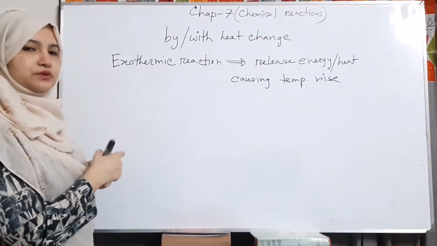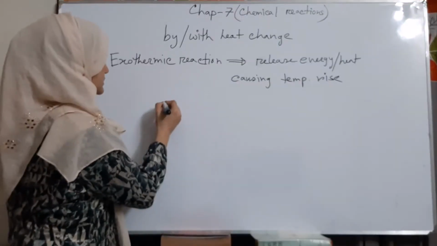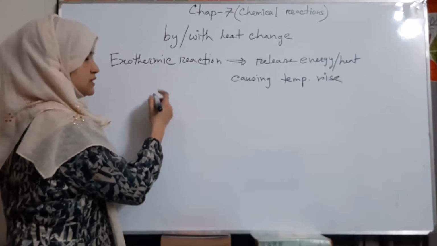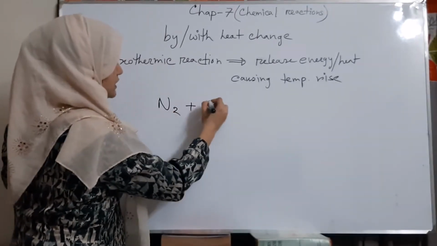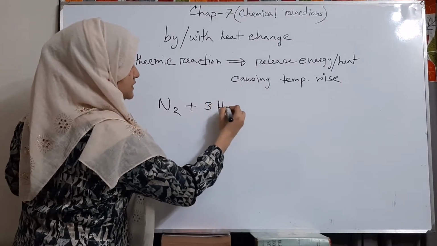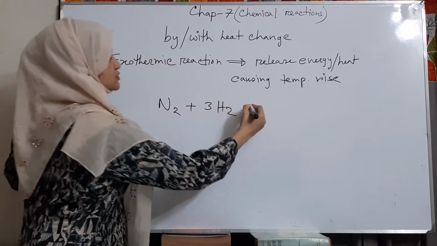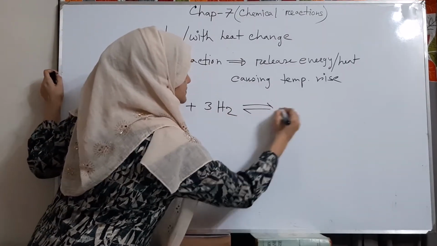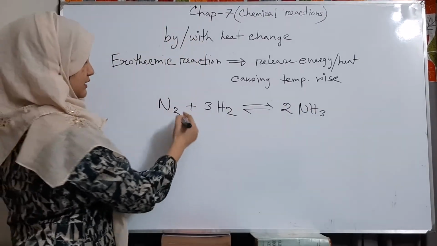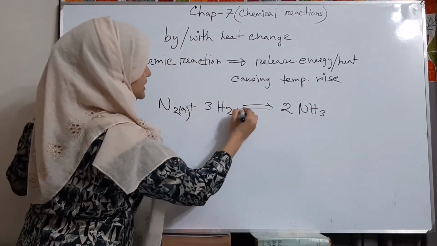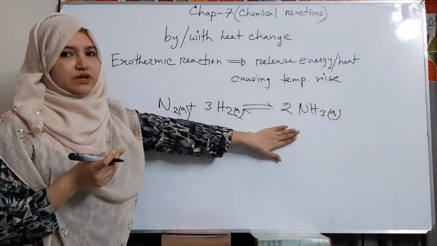For example, in the Haber process, the industrial production of ammonia, nitrogen and hydrogen react in a 1:3 ratio. One mole of nitrogen reacts with 3 moles of hydrogen and produces 2 moles of ammonia gas. This is an exothermic reaction.